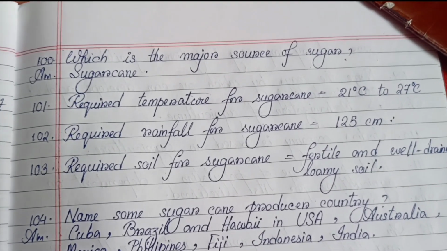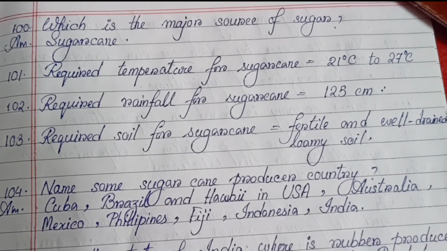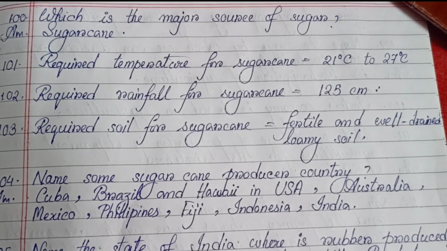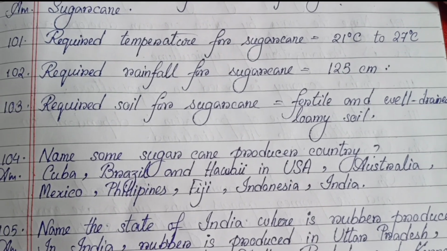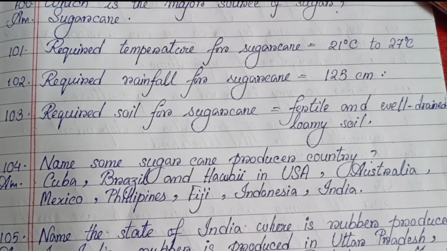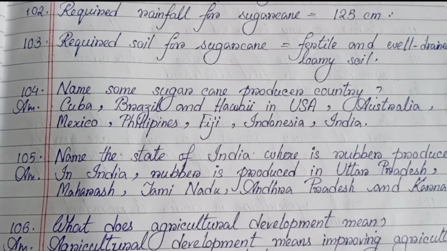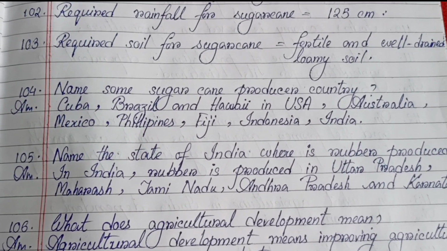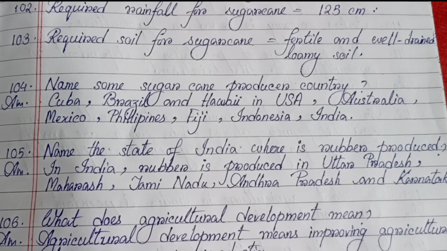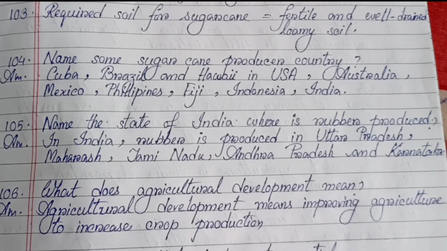Sugarcane is a tropical crop. Which is the major source of sugarcane? Required temperature for sugarcane 21 degrees centigrade to 27 degrees centigrade. Required rainfall for sugarcane 125 centimeter. Required soil for sugarcane fertile and well drained loamy soil. Name some sugarcane producer country. Cuba, Brazil and Hawaii in USA, Australia, Mexico, Philippines, Fiji, Indonesia, India.